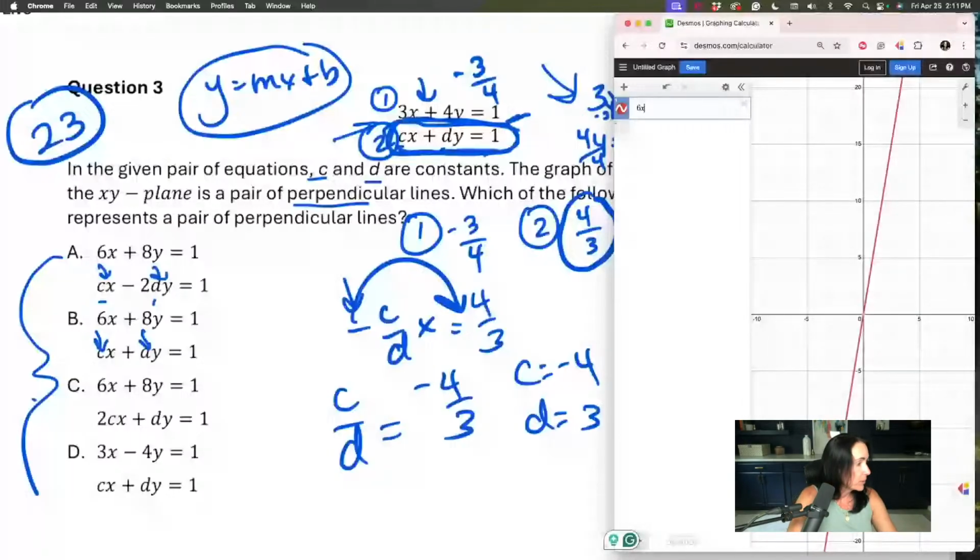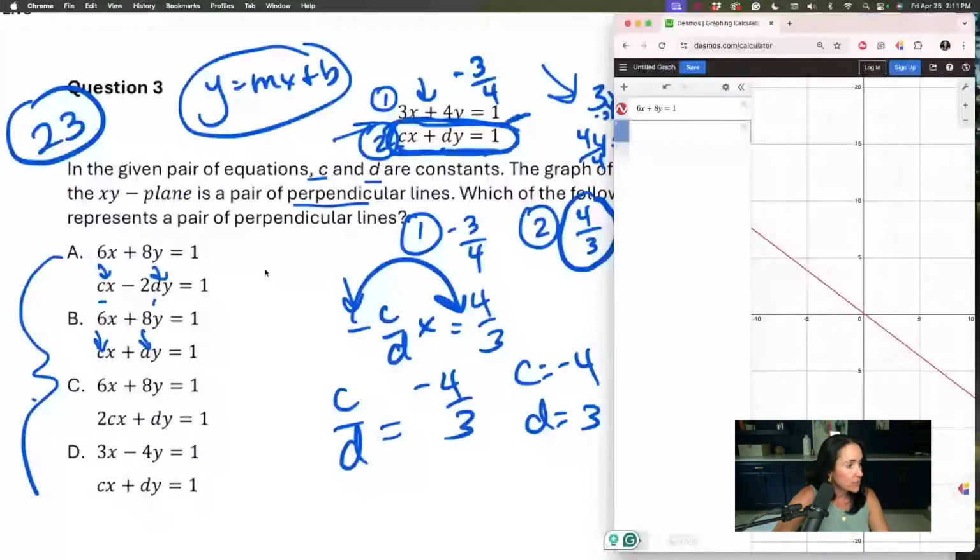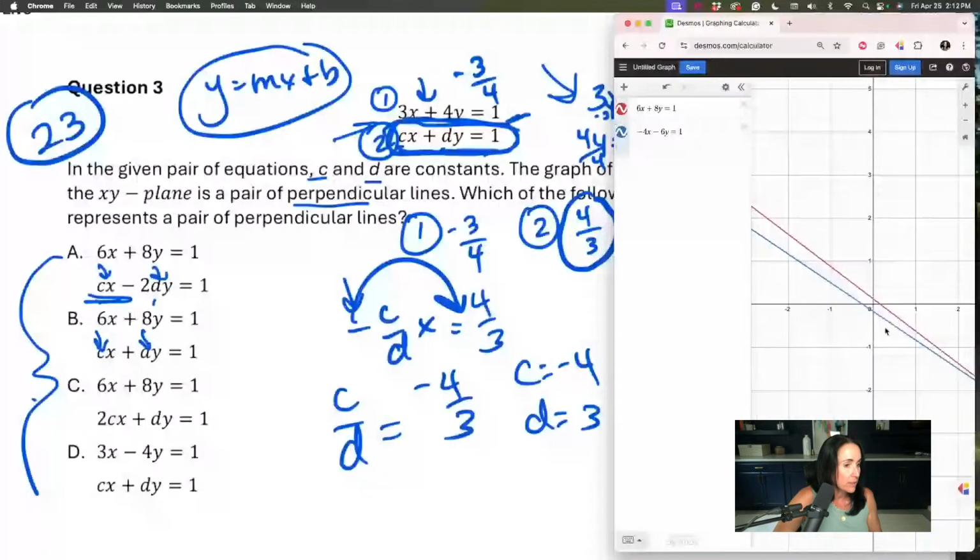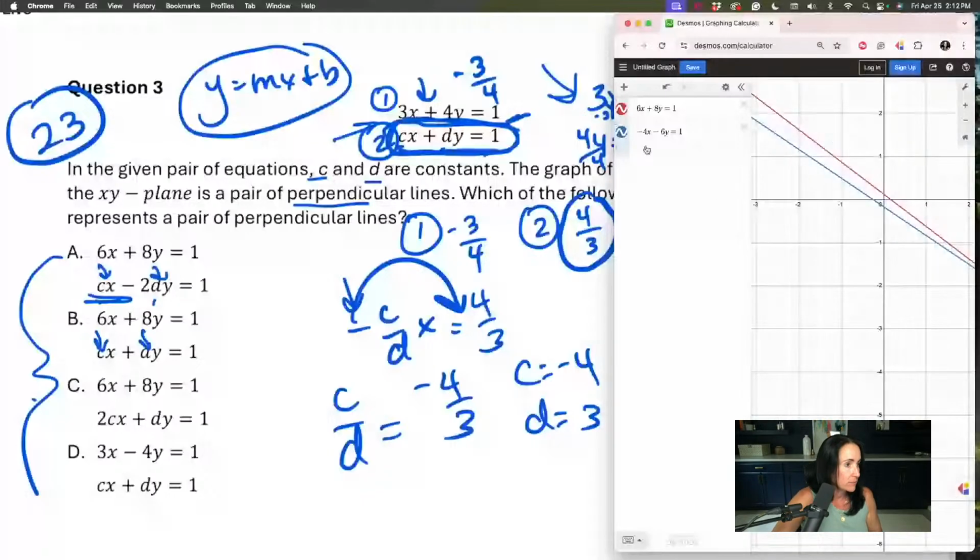All right, so let's do this. 6x plus 8y equals 1, right? Okay, there's my line. Now, let's go ahead and substitute. What's c? C is negative 4. So this is negative 4x minus, now we have 2 times d. What is d? 3. Okay, so that's going to be 6y, right, equals 1. Those definitely do not look perpendicular, do they? No, definitely not.